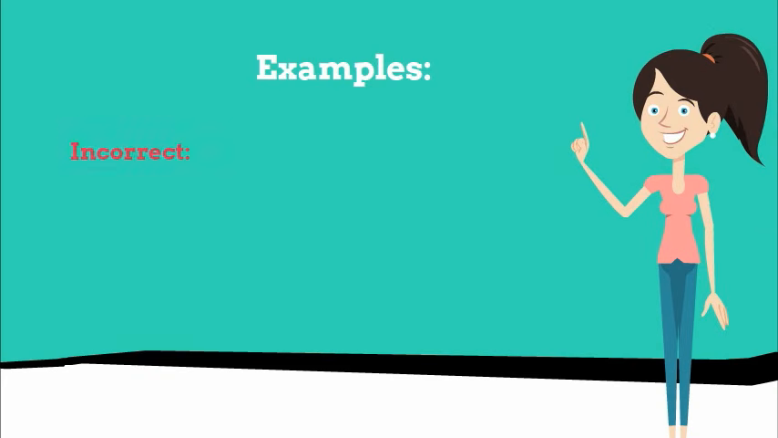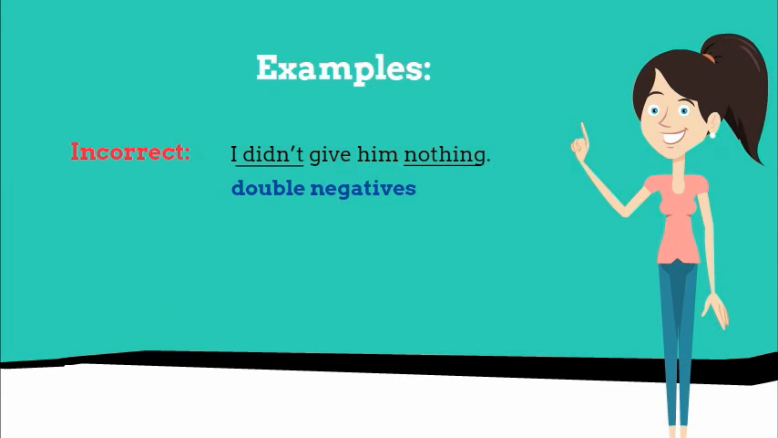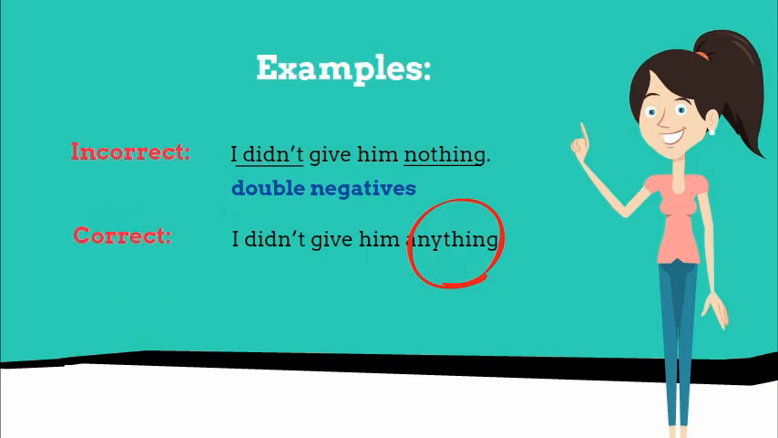Let's take a look at this sentence. I didn't give him nothing. The double negatives are didn't and nothing. To correct the sentence, I would say, I didn't give him anything.